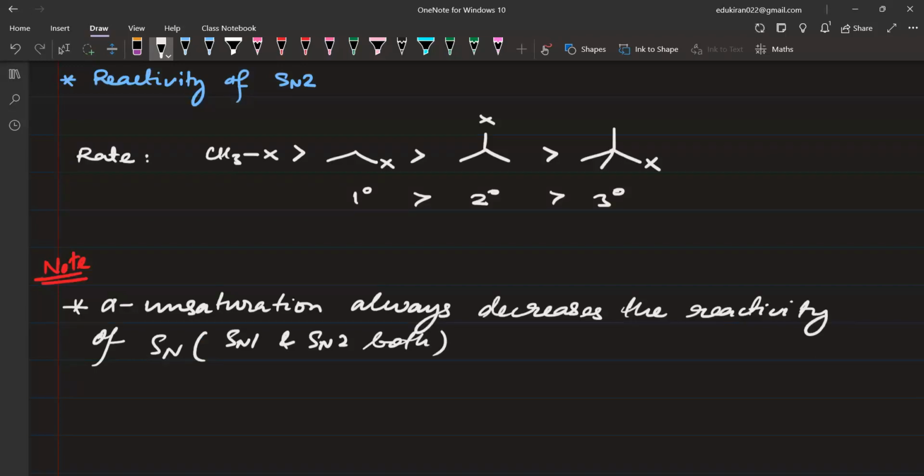What is alpha unsaturation? Please see. For example, double bond, and then you have halogen here. If I compare this with this type of chlorine, yeah. So obviously here, this particular species, chemical species, this particular compound will be faster. Why? Because here we are having a double bond. Just give me a second.